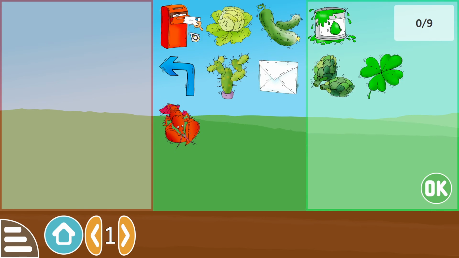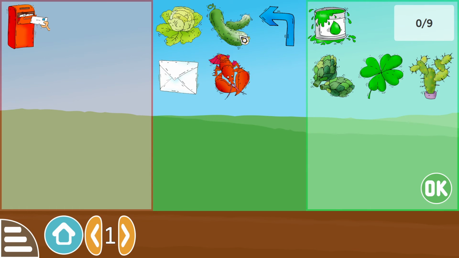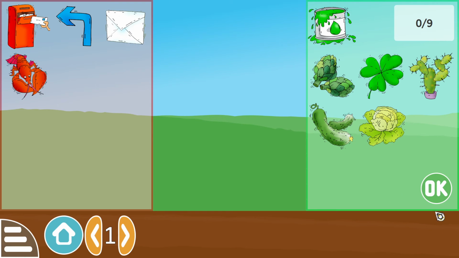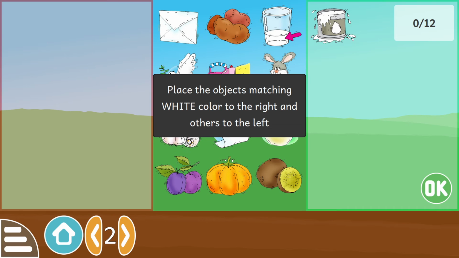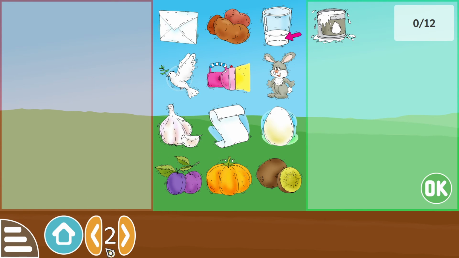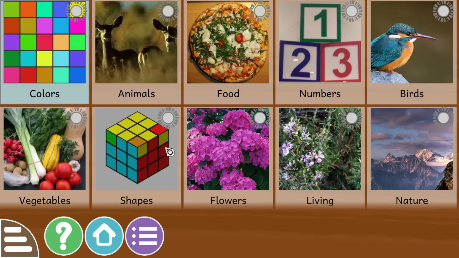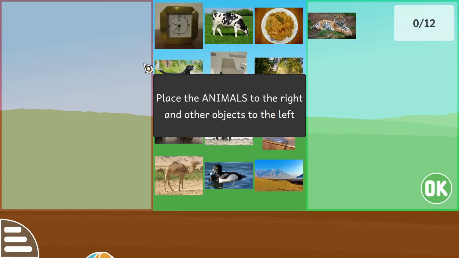The green objects to the right. Sorry, I've just got a bit of a feeling that I've done that before. Oh no. It's all the other objects that confused me. No, we have done them before. Sorry, I'll back out of this and go on to the animals.